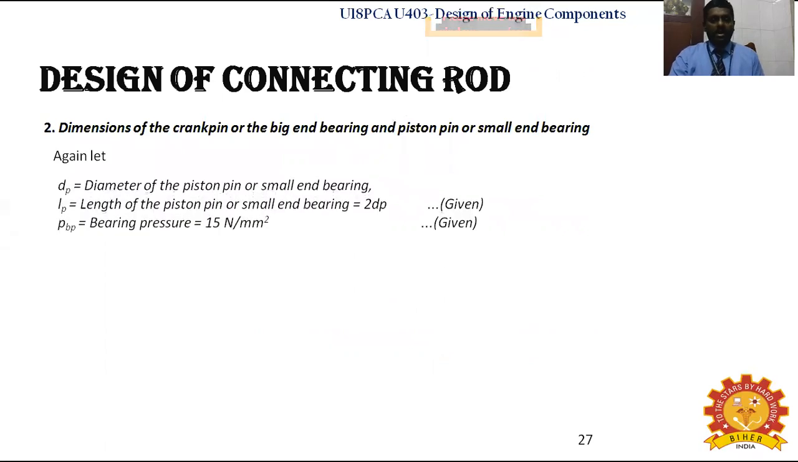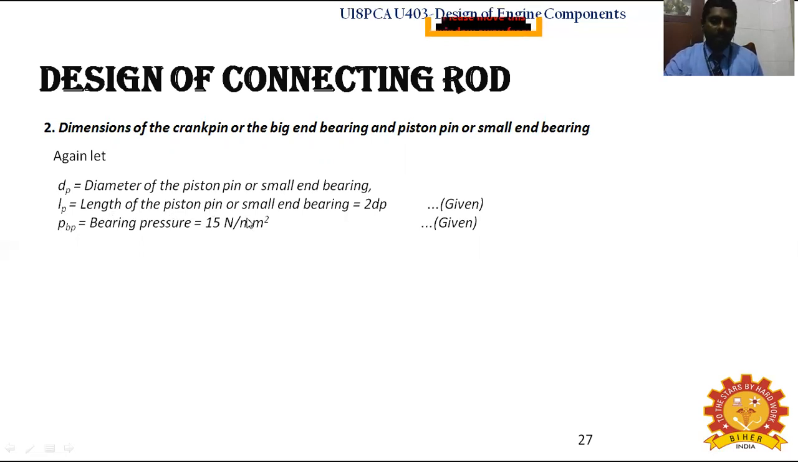And again we are doing the case of the small end bearing. So the crank pin big end bearing side we have finished. Now we are going for the small end bearing side. So we are again considering the diameter of the piston pin. Previously we considered the diameter on the crank pin side. Now we are coming to the piston pin side.